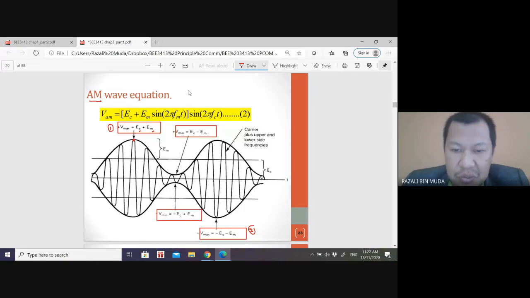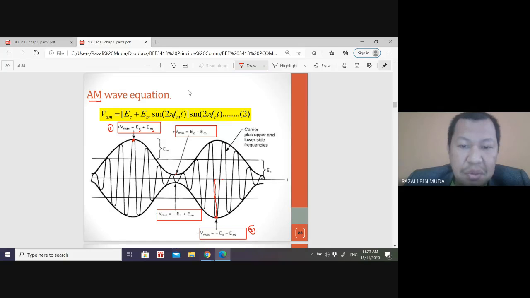Okay, so from here, you have minus EC plus minus EM. So combine those two, you will get minus Vmax. Okay, plus Vmin. Positive Vmin is EC minus EM. Here, positive Vmin, what is the meaning? The meaning is the minimum positive value of the signal.